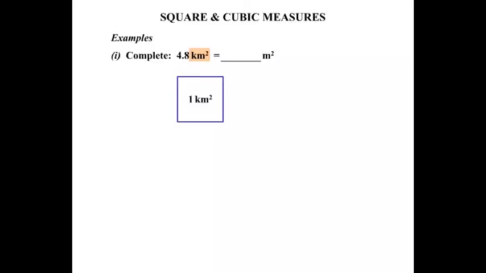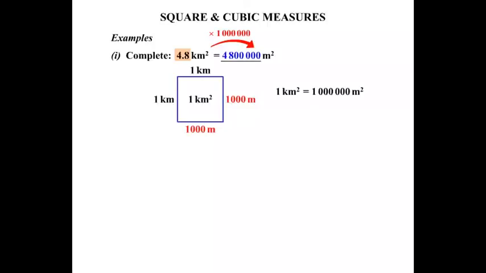Let's look at some examples now. We need to complete 4.8 kilometers squared equals how many meters squared? Well, kilometers squared, draw our little diagram. It's essential that you're very good at drawing these little diagrams. 1 kilometer by 1 kilometer. We're dealing with square meters, so let's write that as 1,000 meters by 1,000 meters. So 1 kilometer squared, let's do the multiplication. We get 1,000,000 square meters. So changing from kilometers squared to meters squared, we're going to multiply by 1,000,000, and 4.8 times 1,000,000 is 4,800,000.